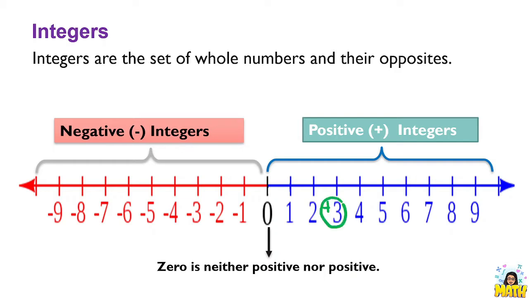The opposite of positive 3 is -3. The opposite of positive 8 is -8. And the opposite of -9 is positive 9. So madaling salita, ang integers ay mga whole numbers na pwedeng maging positive or negative.